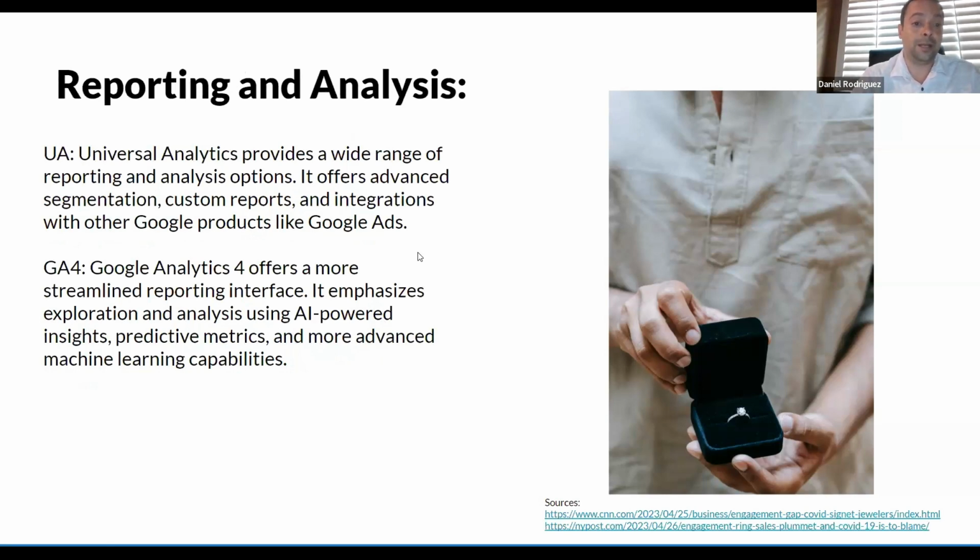Now on reporting and analysis, as we mentioned before, Universal Analytics has very good reporting and analysis, but Google Analytics 4 goes into exploration and analysis, even powered by artificial intelligence. So they're able to give you a forecast, to predict metrics with much more robust machine learning capabilities. Google has been developing this tool for several years now.